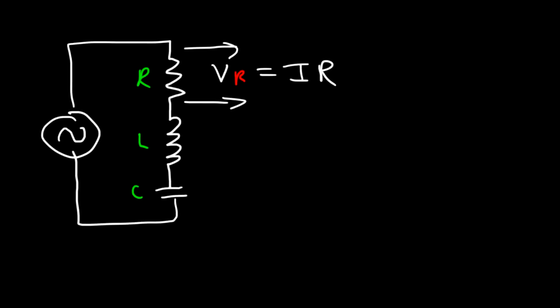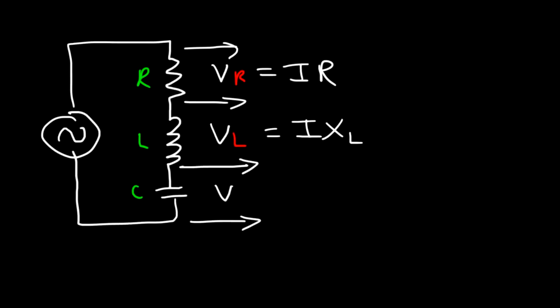Now let's go back to the RLC circuit. The voltage across the resistor is known as VR, and this is equal to the current multiplied by the resistance. The voltage across the inductor, this is known as VL, and it's equal to the current times the inductive reactance. And the voltage across the capacitor, VC, that's going to be equal to the current in the circuit times the capacitive reactance. Now, if you want to find the current that flows in the circuit, the current is going to be the voltage divided by the impedance, Z.